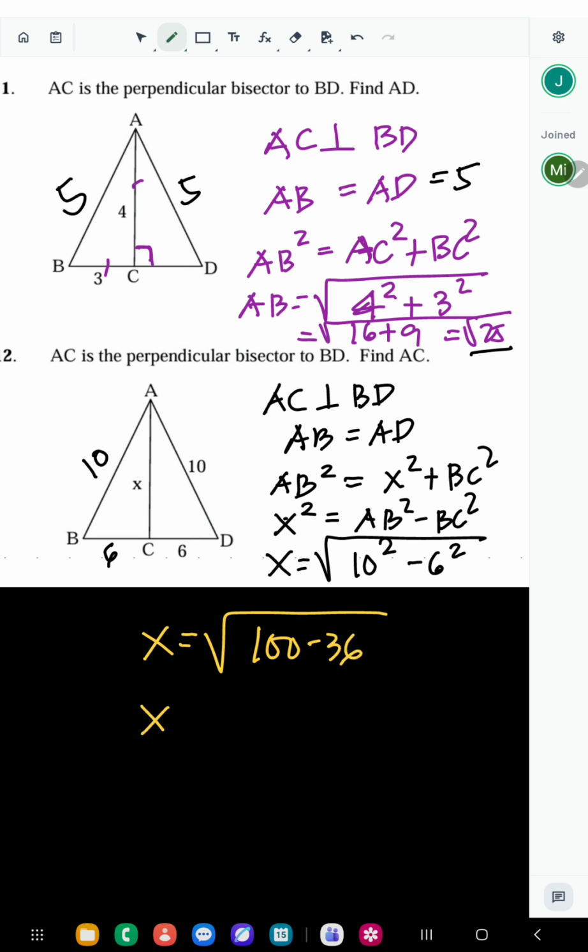So what is 100 minus 36? Is it 64? Square root. So yes. So that means X is equal to 8, or AC is equal to 8. Yeah, I think we've solved everything.